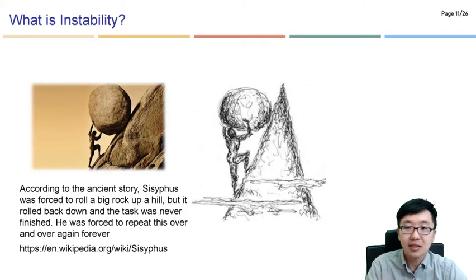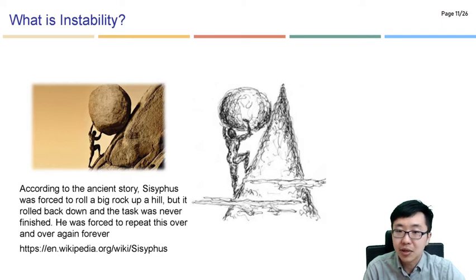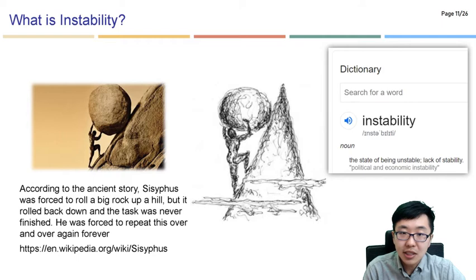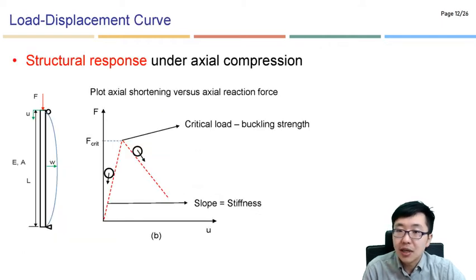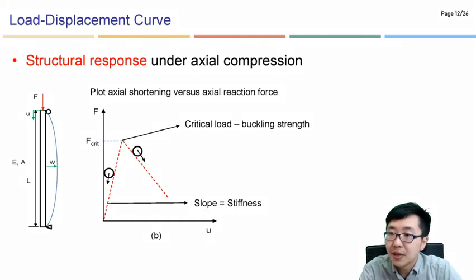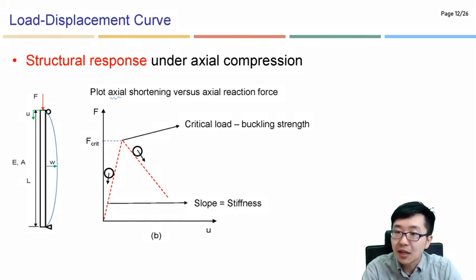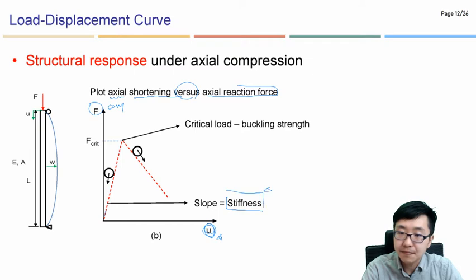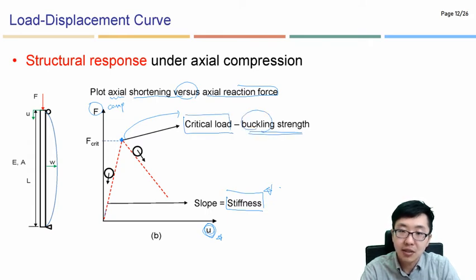Based on these initial ideas, we can think about instability conditions like buckling methods. So structural response under axial compression: as you can see here, this is our column, and the applied force is axial compression. Once we plot axial shortening versus axial reaction force, this is compression, and this is displacement. You see here, this graph shows exactly similar behavior as we saw before. This slope represents stiffness, and this point should be considered as the critical load that we call the buckling strength.